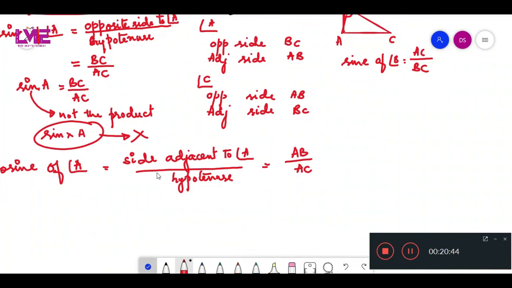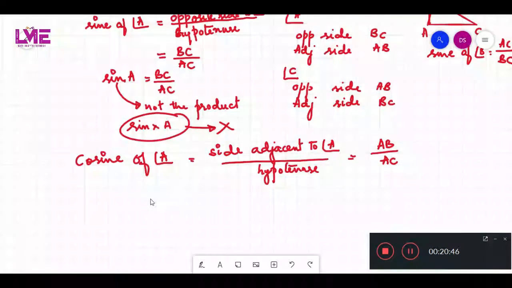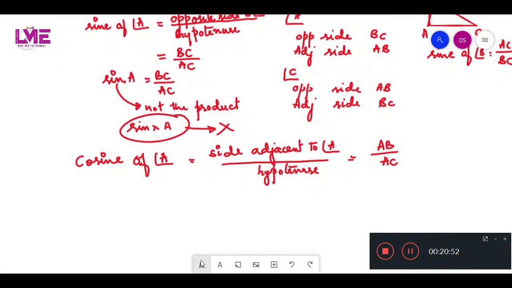Now, if you want to write the abbreviation for cosine, the abbreviation for cosine will be COS, cos A. Again here, cos and A are not multiplied. It is not the product of two terms. It's a single term, cos A, and it's an abbreviation of cosine of angle A.